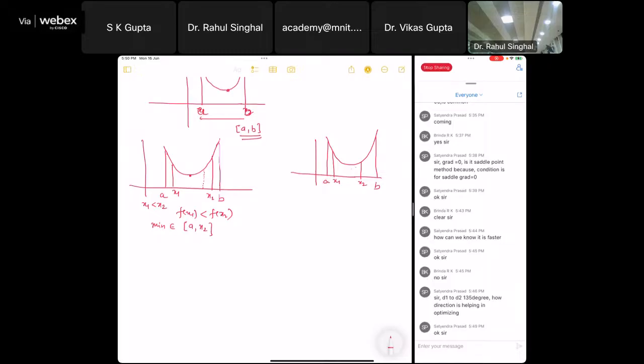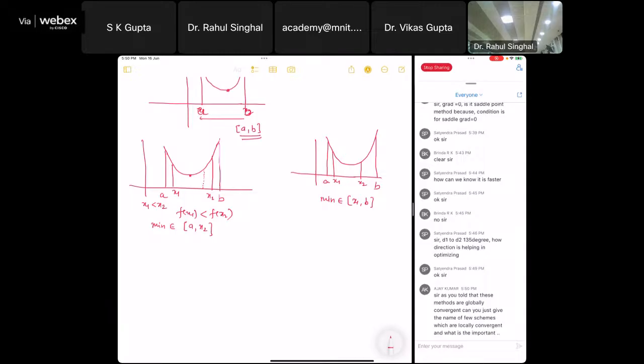And the minimum is here. So where will the minimum lie now? The minimum will lie from x1 to B. Why not from x2 to B? Because x2 may be here, and the minimum is not there in x2 to B. If x2 is here, we cannot say from x1 to x2. But from x1 to B, the minimum will always lie.